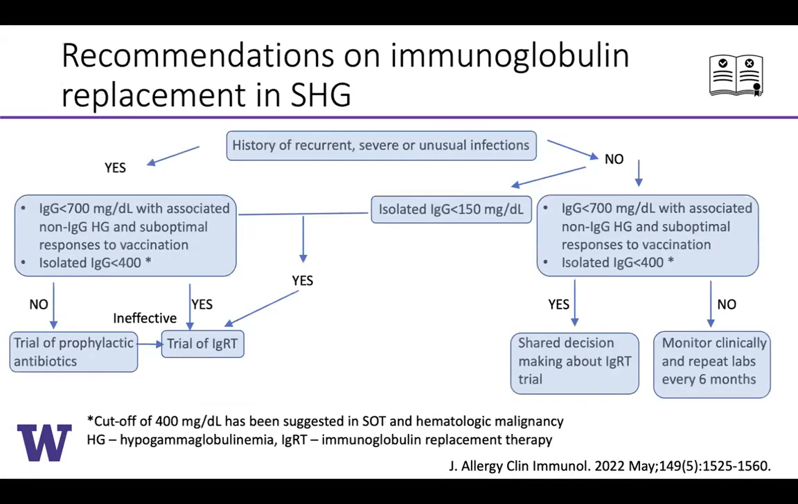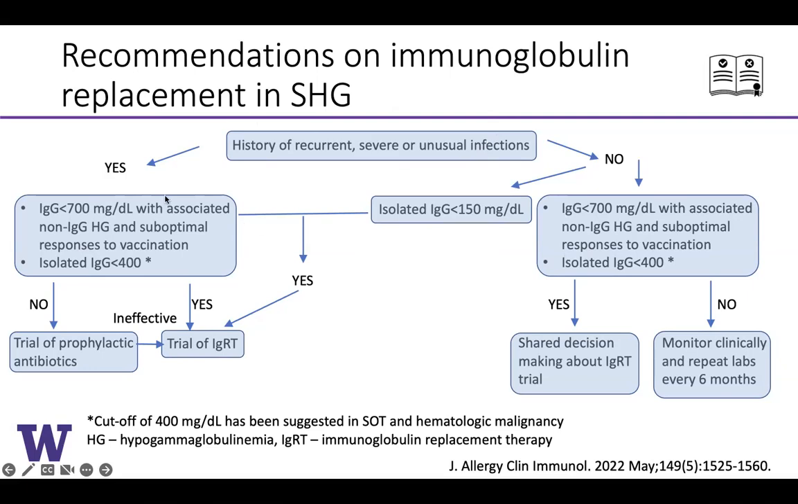In terms of recommendations on management, there is a large flow chart in that paper, and this is just a simplified version of it. Who do we recommend immunoglobulin replacement for? The first decision point is history of recurrent severe unusual infections. If that's the case, then we follow this pathway. If no, then this one.